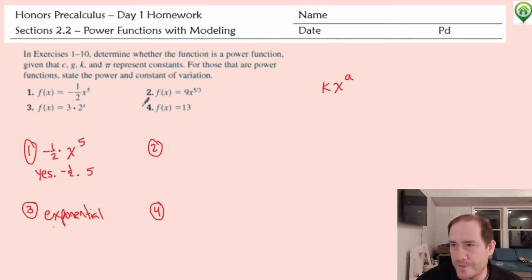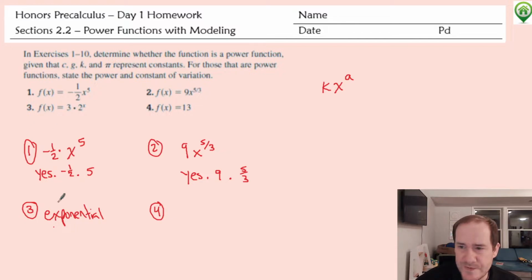All right, what about 2? We've got the 9x to the 5/3. So yes, that's a power function, because again, the power in a power function can be almost any number. It can't be imaginary and it can't be 0. But other than that, whole numbers are fine, fractions are fine, anything's fine. So this is another yes. The constant of variation is 9, and the power is 5/3.